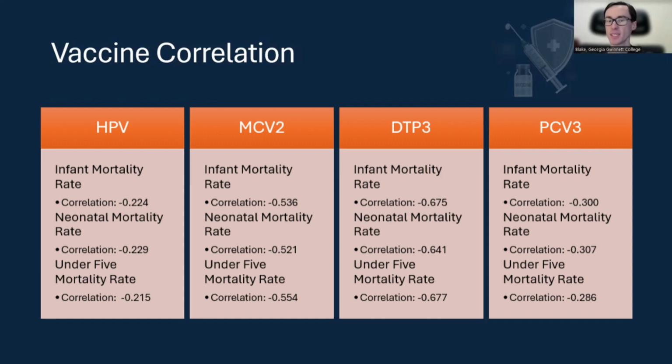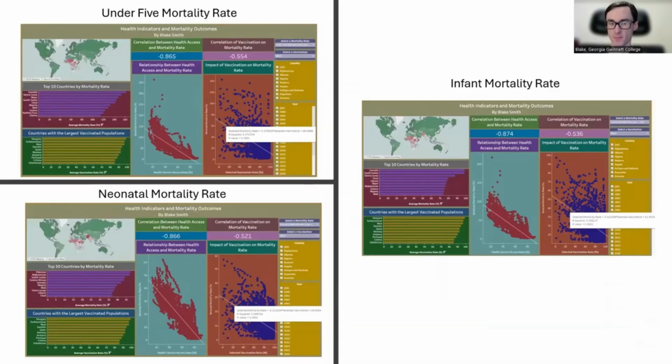As we can see, DTP3 has the strongest correlation with these mortality rates, while MCV2 also shows a moderately strong relationship across each of the three rates. Now let's dive a little deeper into the data and examine these relationships in more detail.